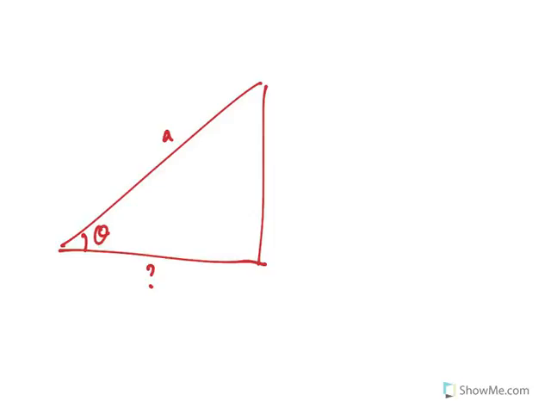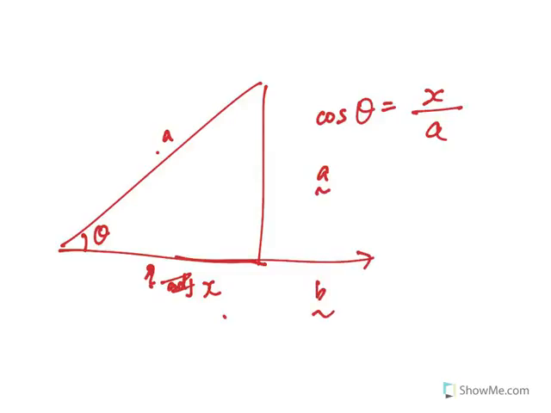I don't know what this side is, so I call it the adjacent, or I call it X. Cosine theta is adjacent over hypotenuse. Cosine theta can also be written as A dot B over mod A mod B, from the earlier part. So it equals X over mod A.